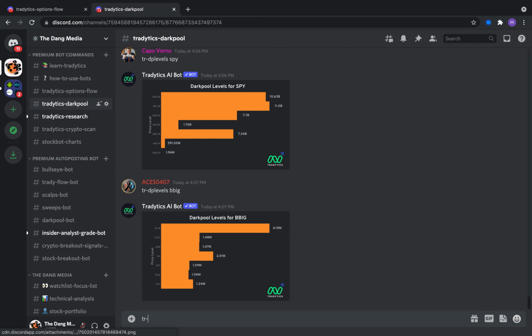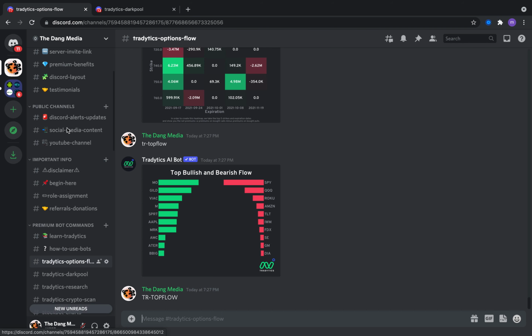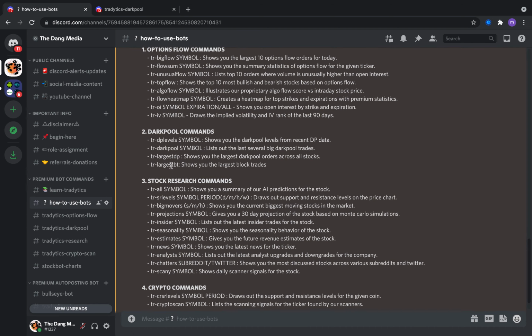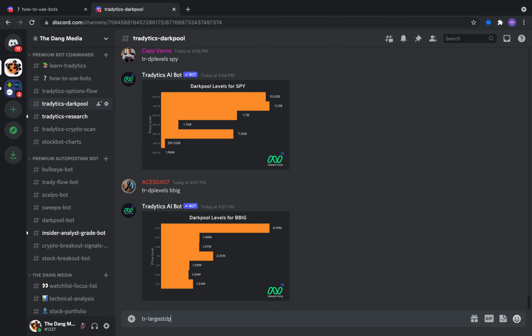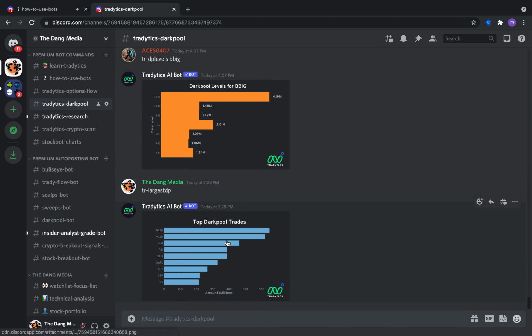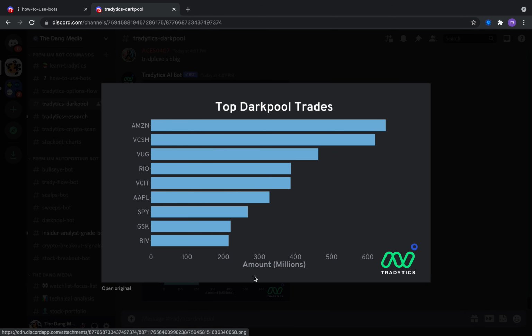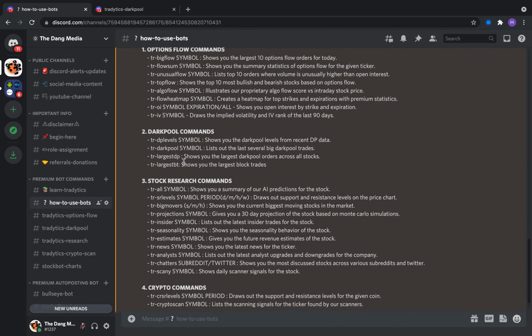So TR largest DP. Here are the top dark pool trades, and this is amount. So we can see over $600 million in Amazon dark pool trades. TR dark pool, TR largest BT shows you the largest block trades. This shows you AI predictions.